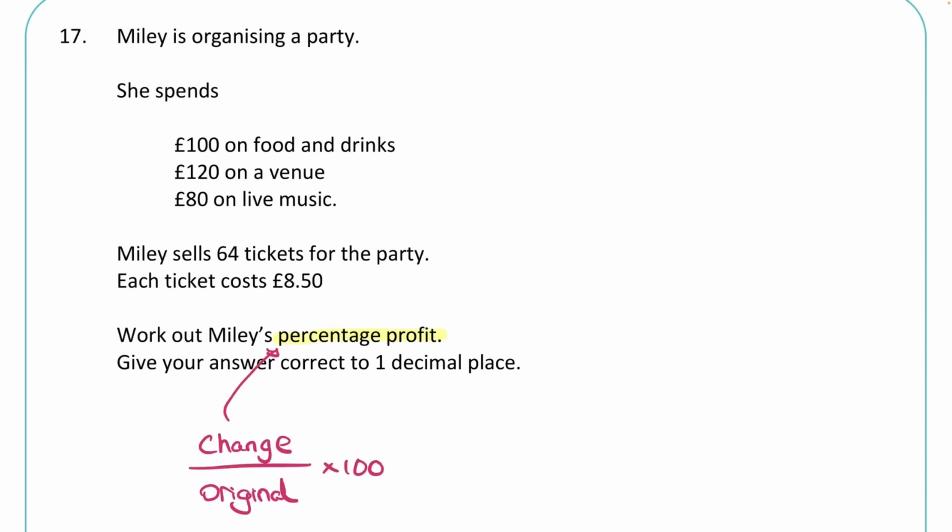It says Miley sells 64 tickets for the party and each ticket costs £8.50. So we can work out from that line, I know I've skipped past these for the moment, but that bit there is going to tell me how much money she makes. So 64 times £8.50, I can do that on the calculator, and that comes out as £544.